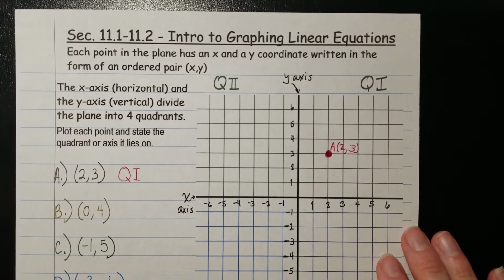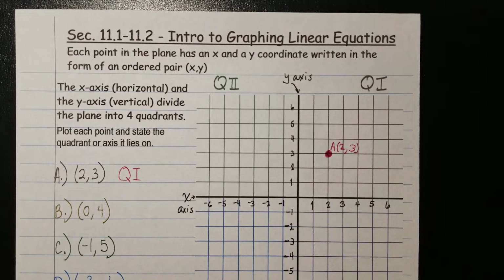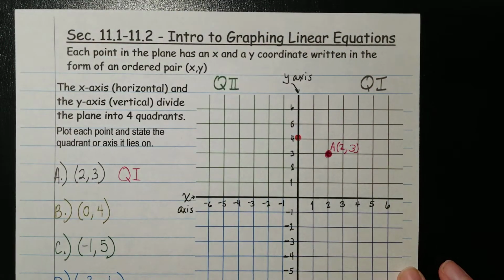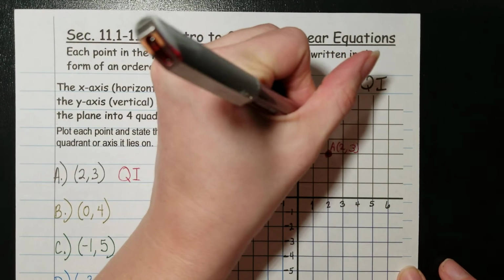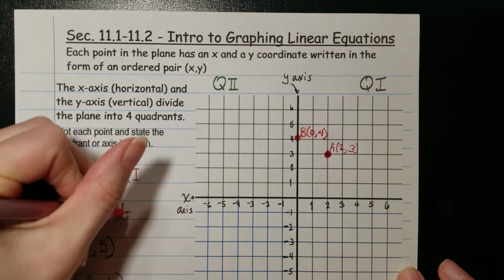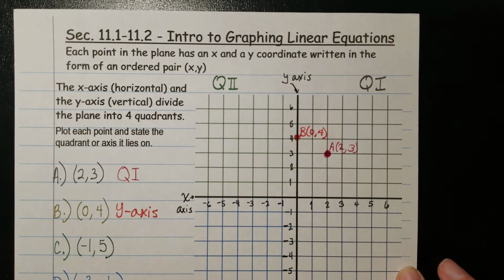All right, so point B, 0, 4. So x is 0, y is 4. So that's going to be right there, and we're going to label it point B, 0, 4. That is right directly on the y-axis.